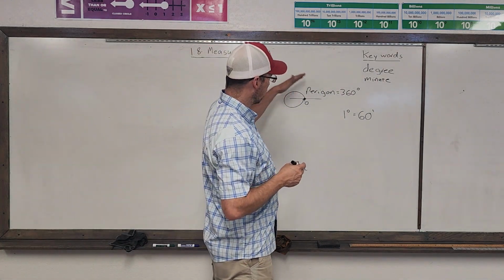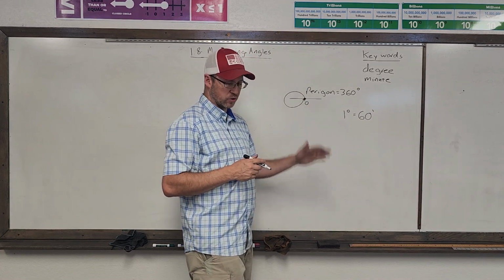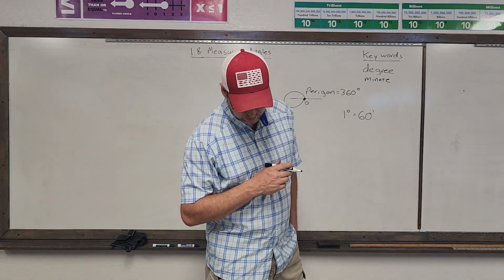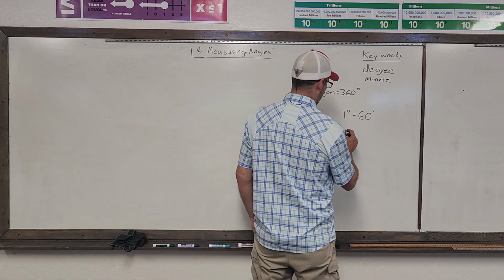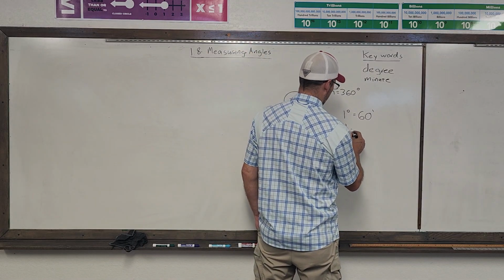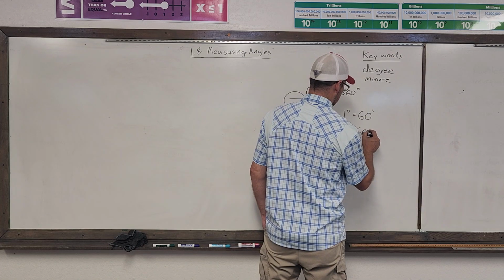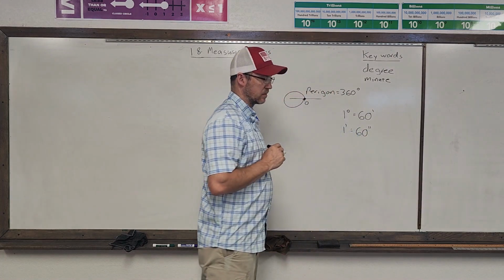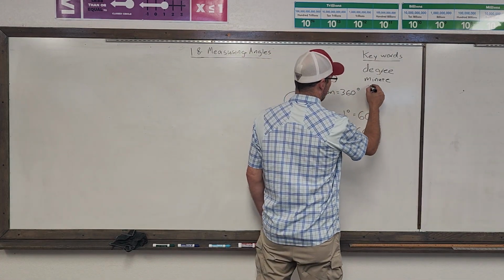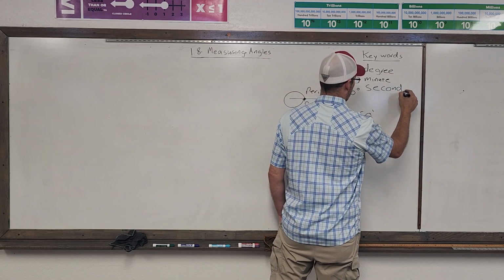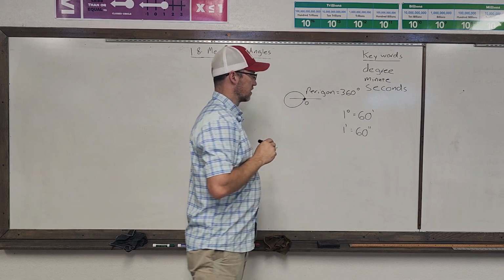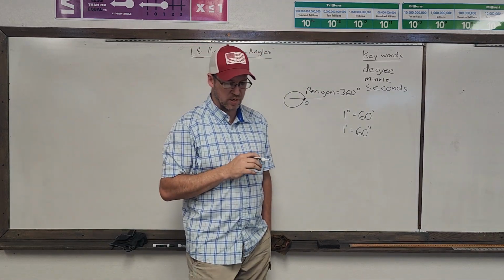So out of the 360 degrees, every single one of those degrees is broken into 60 minutes. And every one of those minutes is broken into 60 seconds. So you need to be familiar with degrees, you need to be familiar with minutes, and you need to be familiar with seconds. That just gets extremely detailed how far around.